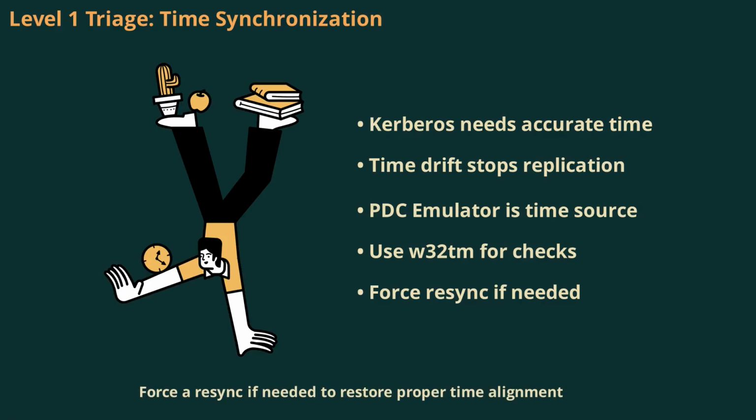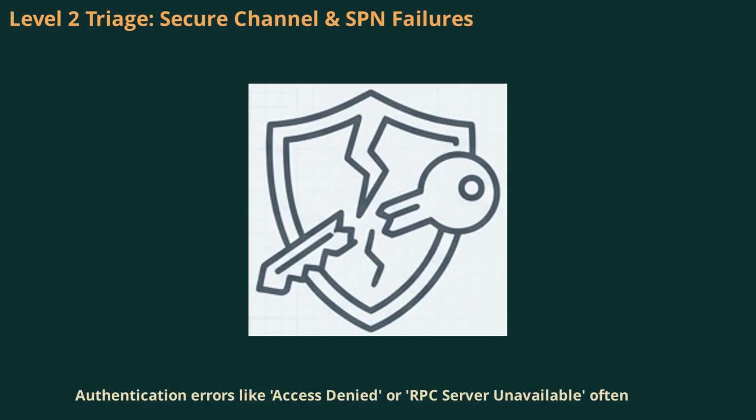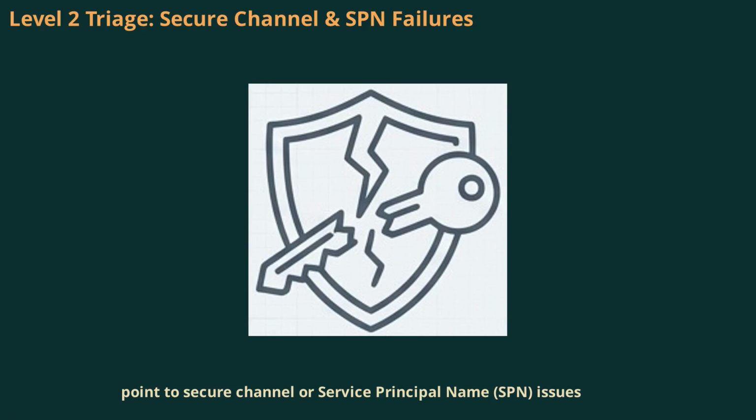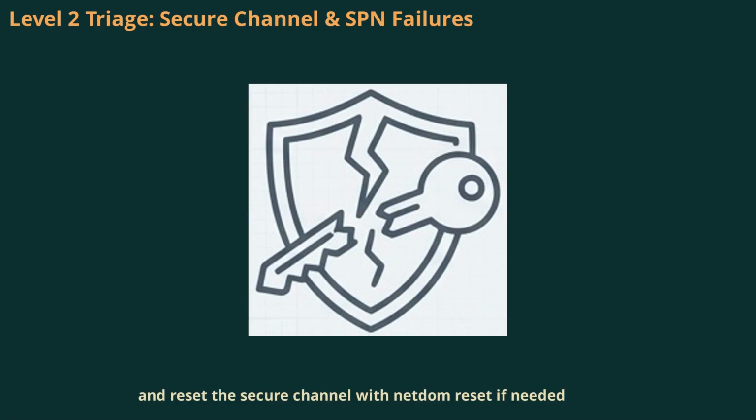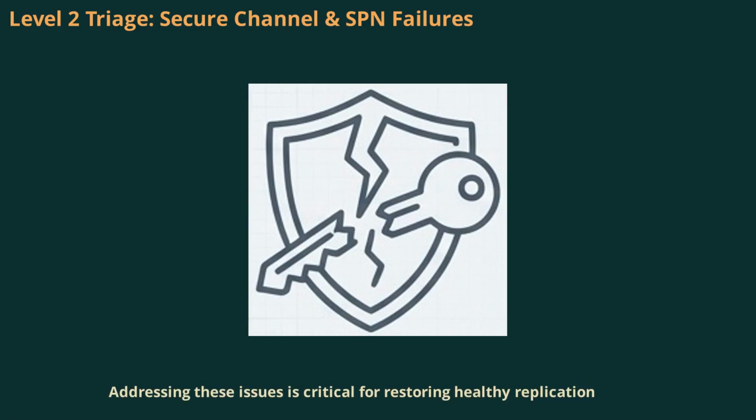Force a resync if needed to restore proper time alignment. Authentication errors like access denied or RPC server unavailable often point to secure channel or service principal name (SPN) issues. Duplicate or missing SPNs prevent proper authentication. Use DCDIAG to diagnose security errors and reset the secure channel with netdom reset if needed. Addressing these issues is critical for restoring healthy replication.